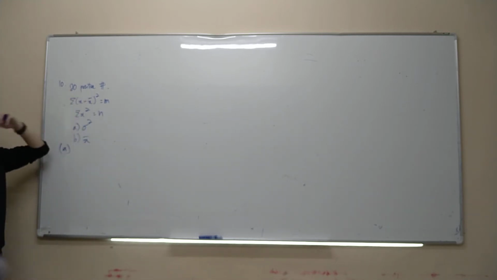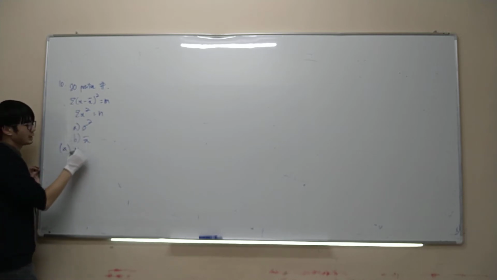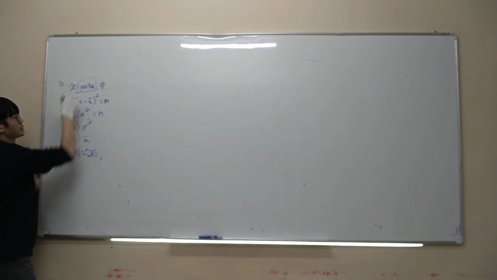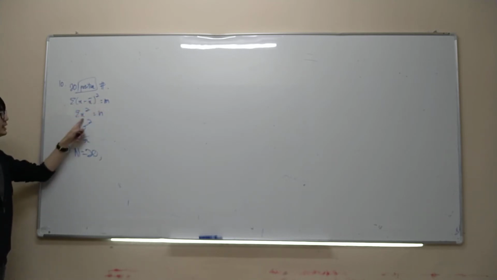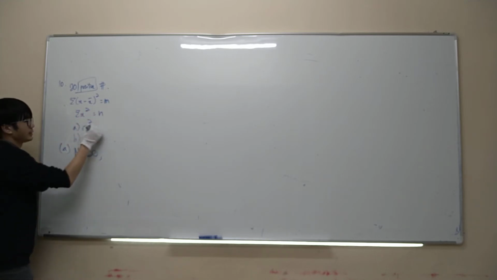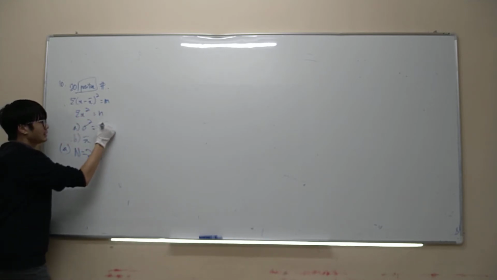So they say there's 20 numbers. It means n equals 20 lah. And they already mentioned that all are positive, meaning bigger than 0. And then they say sigma (x minus mean) square equals n, and sigma x square is n. Find the variance. What's the formula for variance? Sigma x square over n minus mean square.